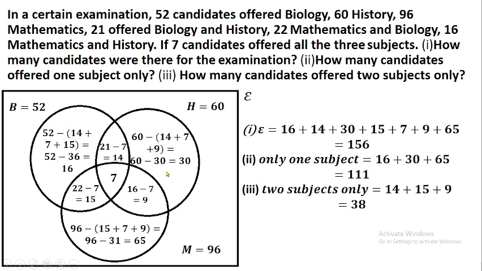Go for history only as well. Look at the circle of history. You already have this place, you already have this place, you already have this place. Then remove 14 plus 7 plus 9 from 60.